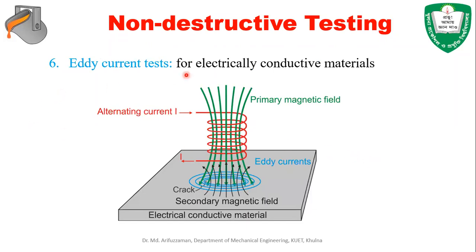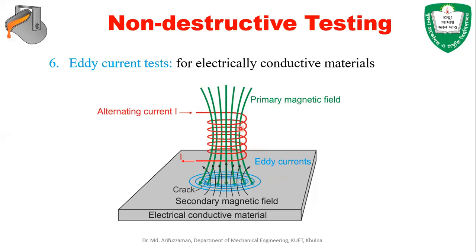Next one is the eddy current test for electrically conductive material. Eddy current test can only be done on conductive material, otherwise it's not possible. What is eddy current? Eddy current is the secondary current because of the application of a primary magnetic field.